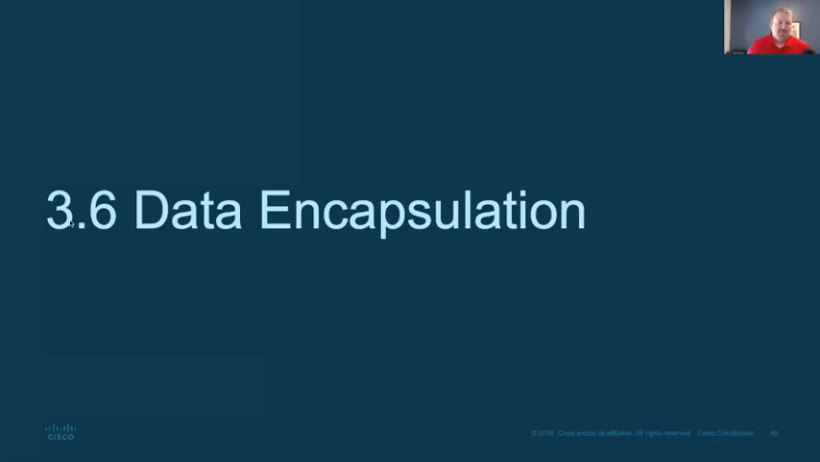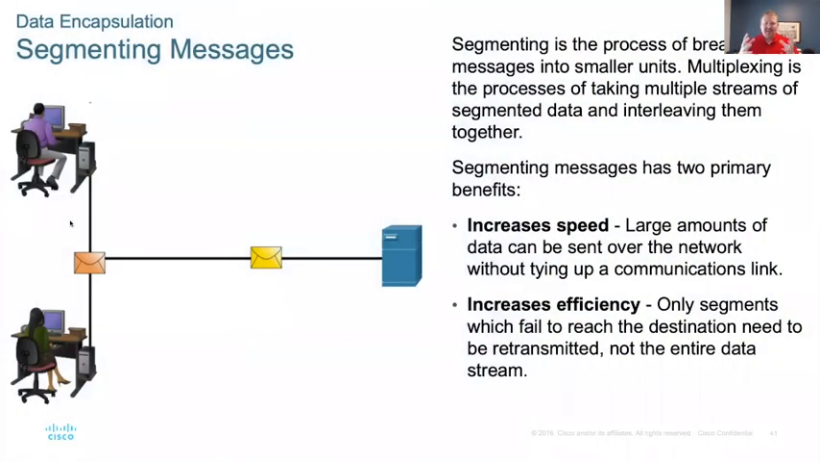All right, section 3.6, data encapsulation. What we're going to see here is how we take the information and encapsulate it to make sense on a broader scheme. So we take data and break it into segments, but we're actually going to join our segments to other people on the network. Segmentation is the idea of taking big chunks of data and breaking them into smaller bits to be able to send them out.